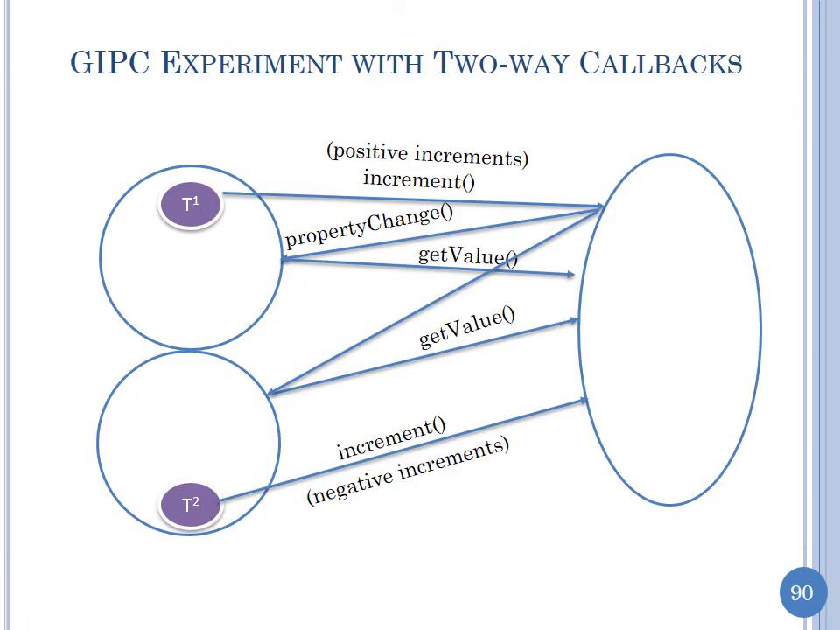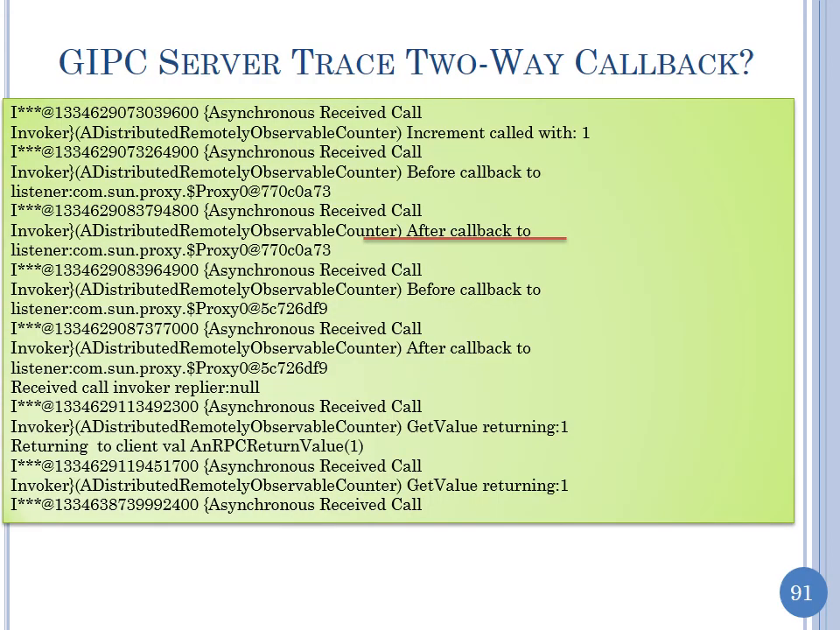So if I have only one thread here, what happens with these two-way callbacks? Let's see what happens. My animation is a bit off here. This particular thread is called with incrementer 1. It says before callback, and immediately after that it says after callback. Not like what happened in RMI. The call doesn't block. So it's notifying one process.